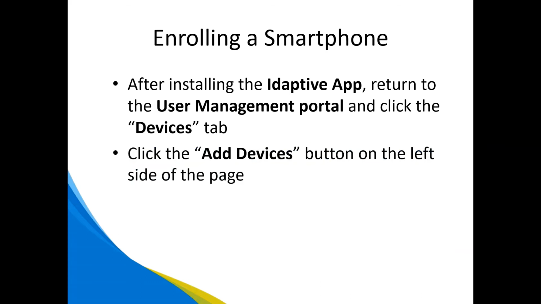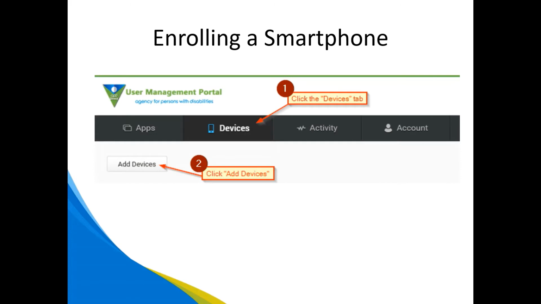After you've installed the iDaptive app on your personal phone, simply return to the user management portal at apd.direct and click on the Devices tab. From there, you'll be able to see an Add Devices button on the left side of the page. Here you can see at the top, number 1 is the Devices tab, and number 2 is the Add Device button.